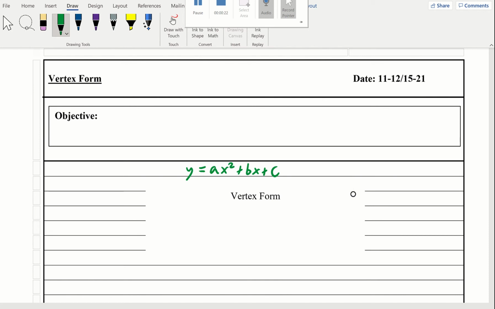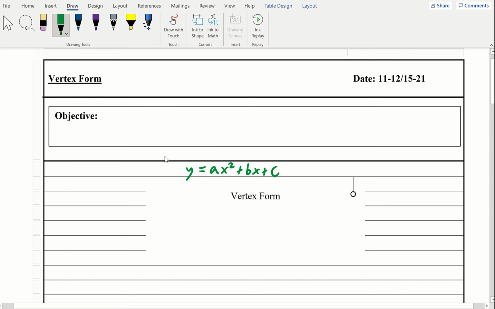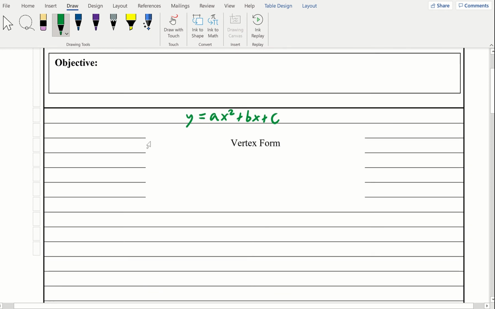So if that's going to be the case and we want to create that equation, we're going to have to introduce a form of an equation that we have not talked about yet called vertex form. Usually what we've talked about up to this point is this form right here, y equals ax squared plus bx plus c. But now we're going to introduce vertex form, and this is going to help us take the information that we have and create an equation out of this.